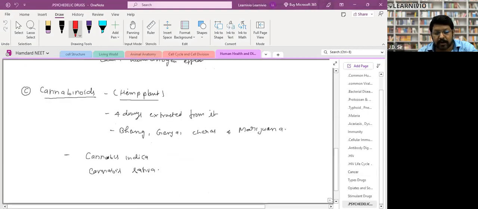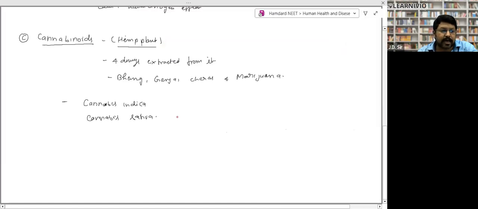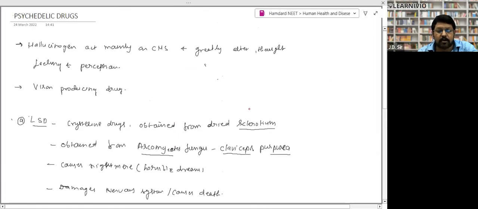Last but not the least, psychedelic drugs. Psychedelic drugs are those which alter the psychology of a person. Means they take a person somewhere else, right? So the person gets into some illusion. They are hallucinogens and act mainly on the central nervous system. They greatly alter thought. A person may be lying on the road or on garbage, but he will feel that he is in heaven, right? That kind of feeling you will get. So these kinds of drugs are called psychedelic drugs, right? They alter the thought and perception of a person.